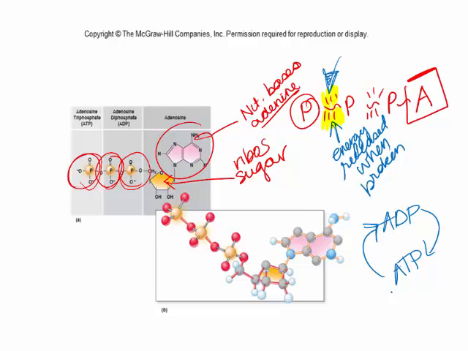When I say temporary energy storage molecule, I mean temporary. ATP is used almost as quickly as it is made.